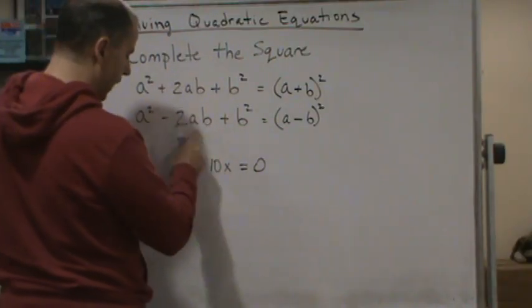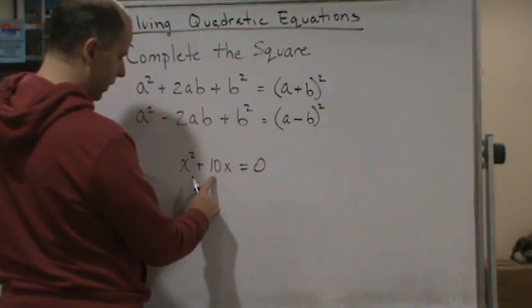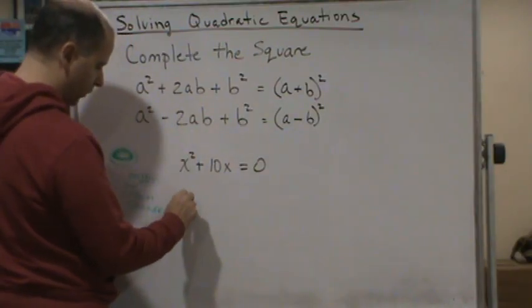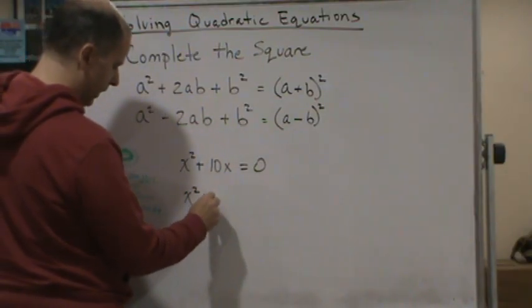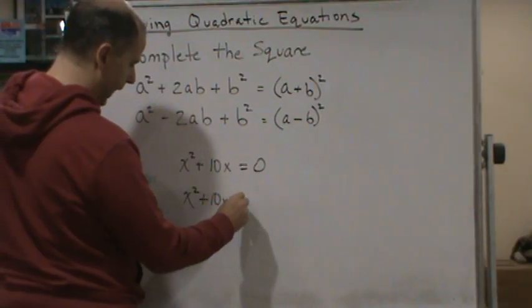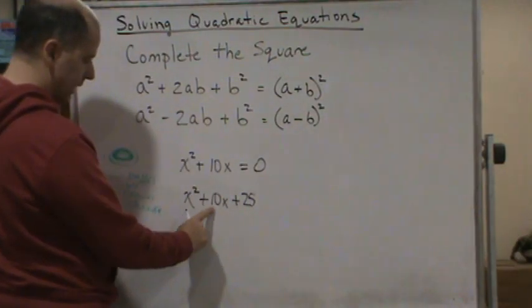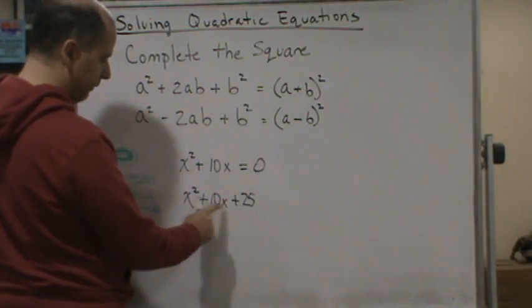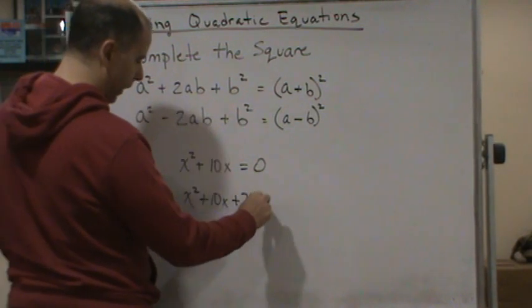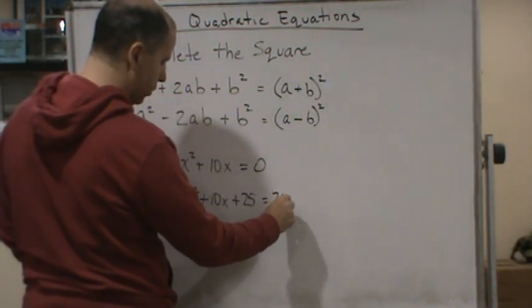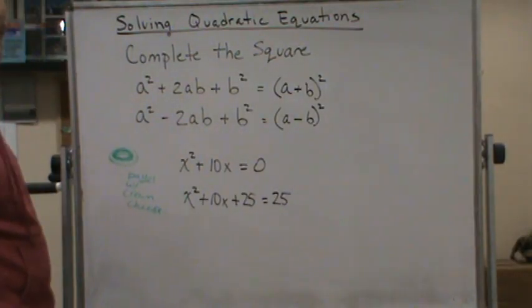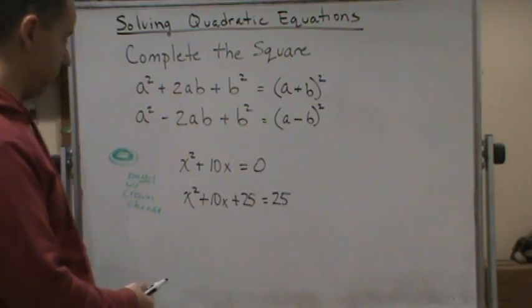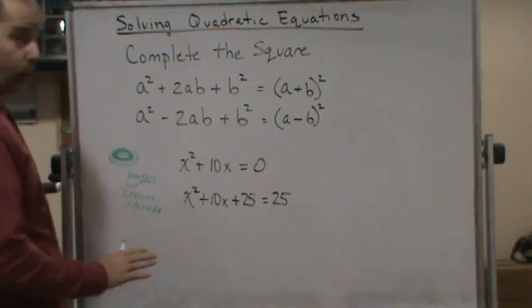So if we're going to manufacture a perfect square here by taking half of 10 and squaring it, let's do that again. We're going to take 10x and add 25, because if you take half of 10, that's 5, square it, that gives you 25. So we're going to add 25 here to make this into a perfect square, but then we have to add 25 to the other side. Because remember, whatever you do to one side of the equation, you have to do to the other side. So that's one way of doing this.